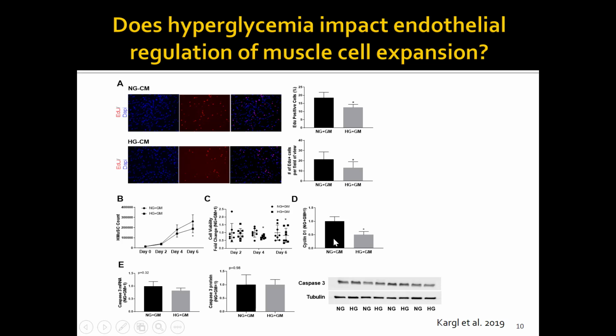And the cyclin D here tells us that's because we're not getting enough replication occurring, and it's not because, using caspase-3 as an index of cell death, we do not see that it's related to accelerated cell death.